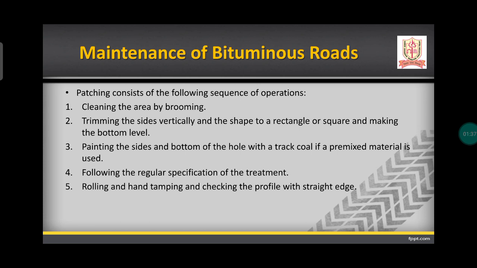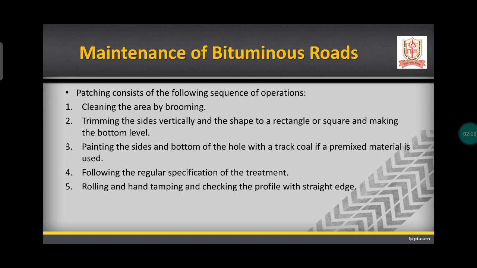The patching consists of the following sequence of operations. How are we going to do the patching? That is, clearing the area by brooming. We have to clear the area where there is a pothole. If there is any water or anything else present in the pothole, we have to clear it out. Then trim the sides vertically and shape to a rectangular or square shape and make the bottom level. It means we have to trim it in a regular shape, that is square or rectangular.